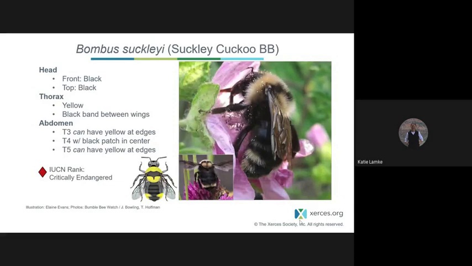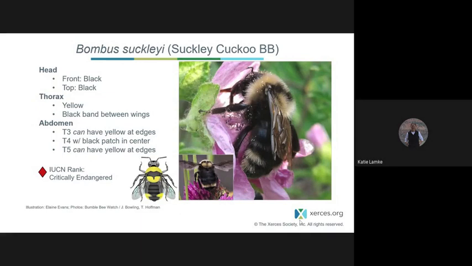Next, we have Bombus suckleyi, or Suckley Cuckoo Bumblebee. This bee has a black head and a yellow thorax with a black band in between the wings, and that black band sort of has a little droplet going down into the yellow band behind the wings, which you can see in the illustration as well as the photo in the bottom left.